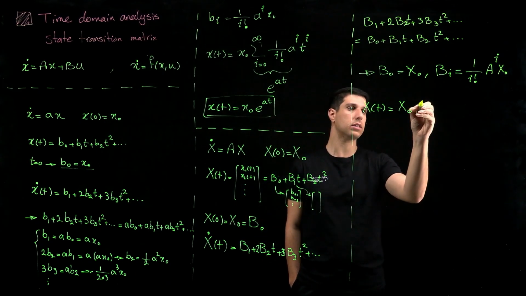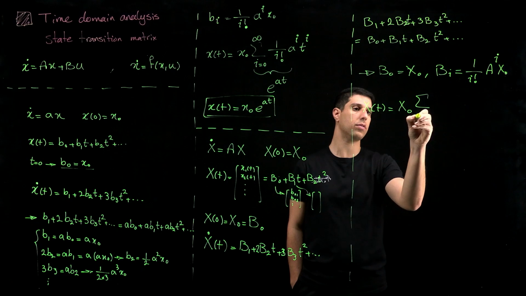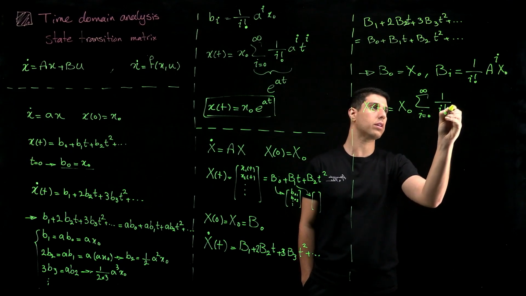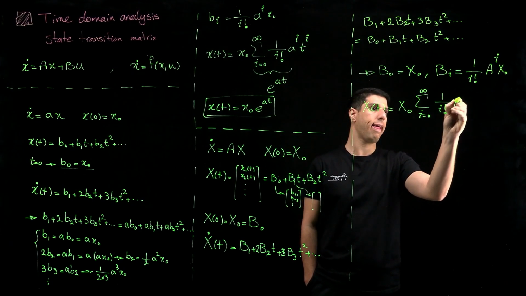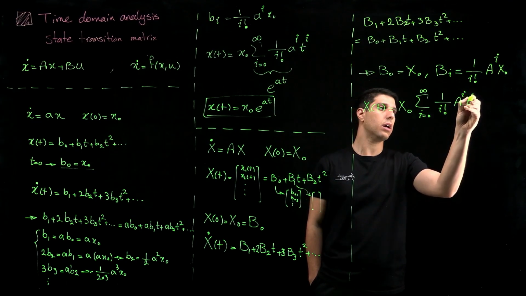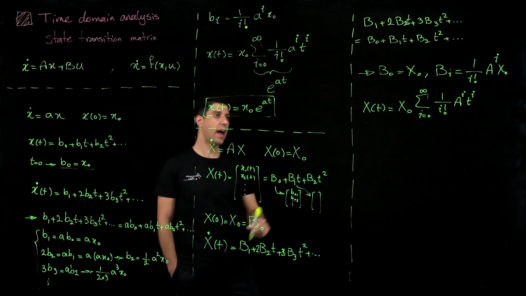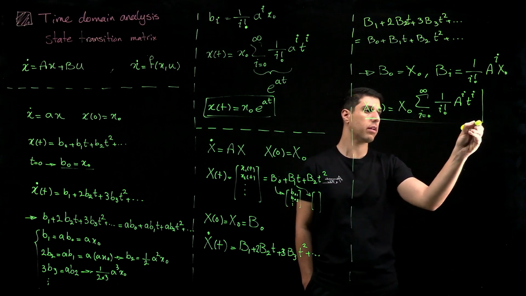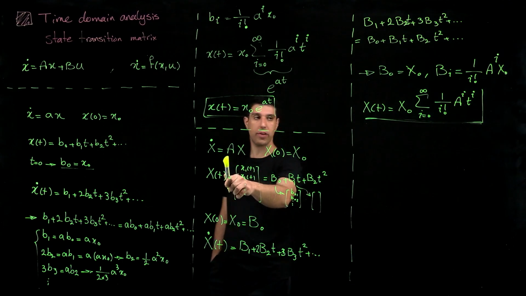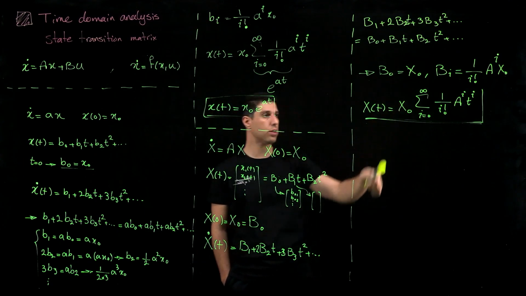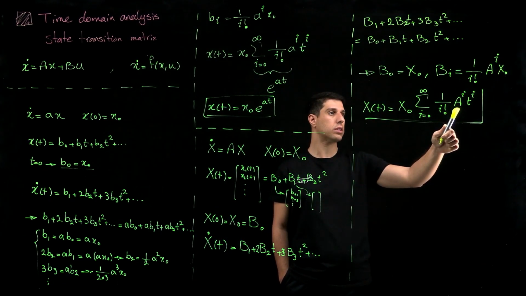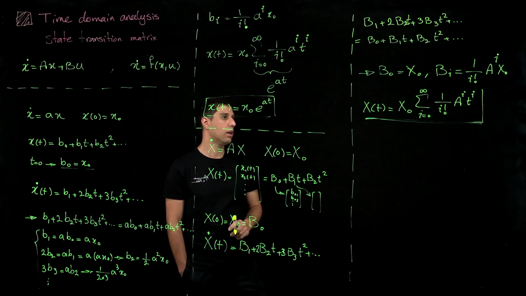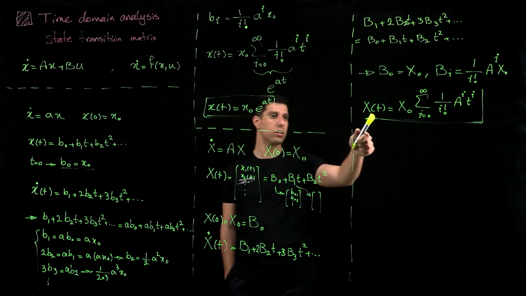So the summation from i equals 0 to infinity of 1 over i factorial, A to the i, t to the i, times X naught. And that is the solution to this matrix differential equation. If I know the vector of initial conditions, with matrix multiplication of A by itself and forming this infinite series, I can find the response.